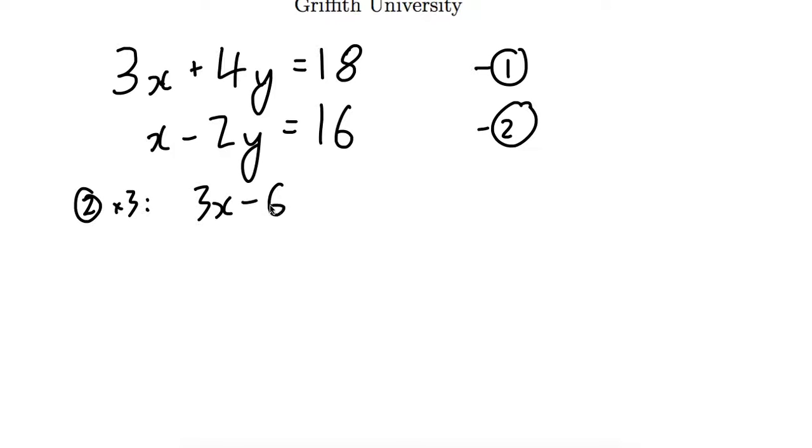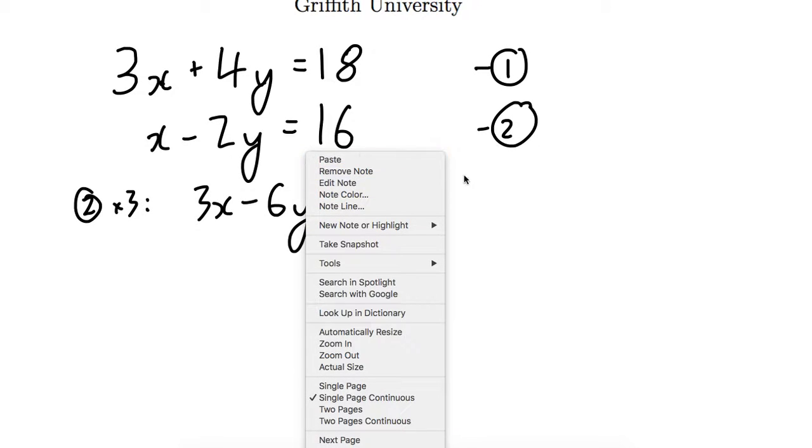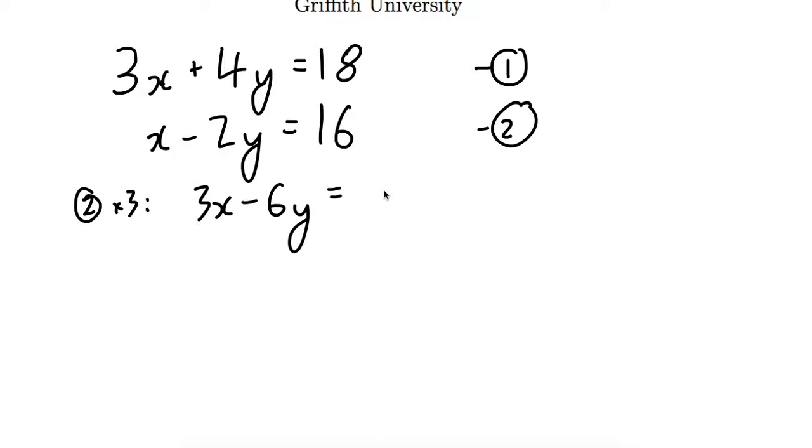3x minus 6y equals 6 3s are 18, 3 1s are 3, 48. Okay, so now we could call it 2a, but we won't bother labeling it just now. But now we have two equations, both with a 3x in them. So we can subtract one from the other. So let's subtract, maybe we'll label it just so that we can actually keep track of what we're doing. So call this 2 prime. Let's subtract 1 from 2 prime. So 2 prime minus 1.